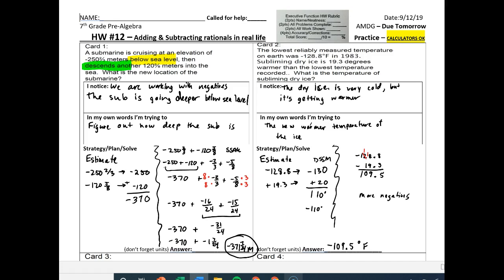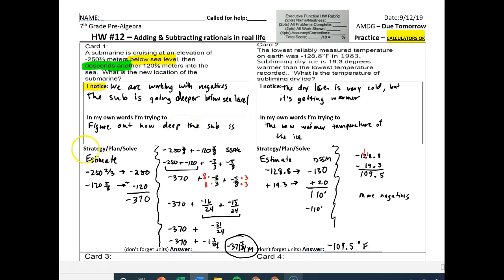So what do I notice right off the bat? You'll notice right here, I notice that we're working with negatives and that the sub is going deeper. Notice how I didn't number pluck or anything like that. I'm just trying to put down actual things that I noticed in the problem. So in my own words, I'm trying to figure out how deep the sub is, right? I didn't write down what is the new location of the submarine. I try to say what I'm actually trying to do in my own words.